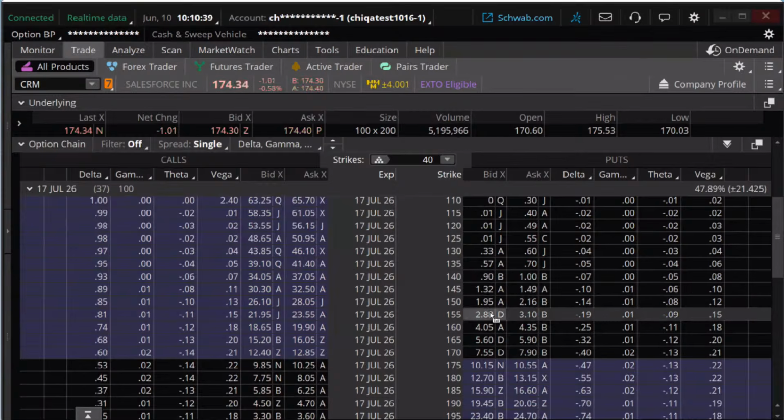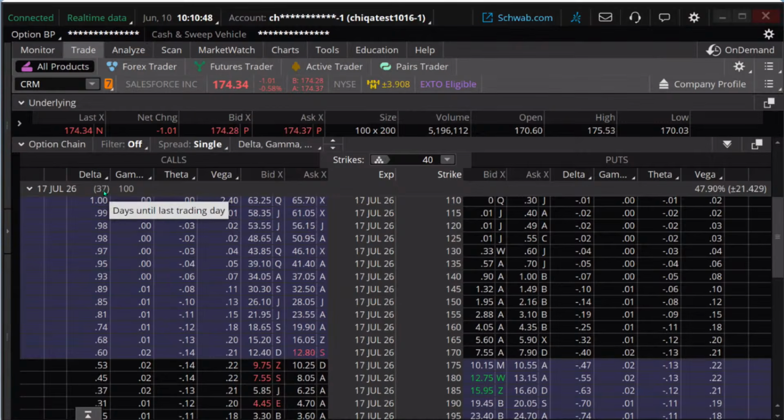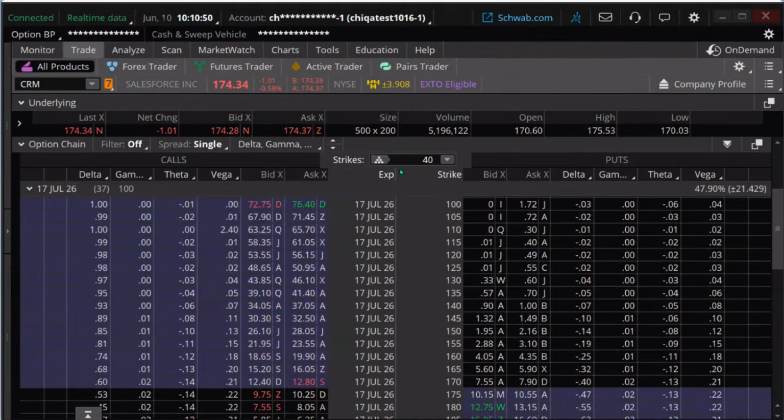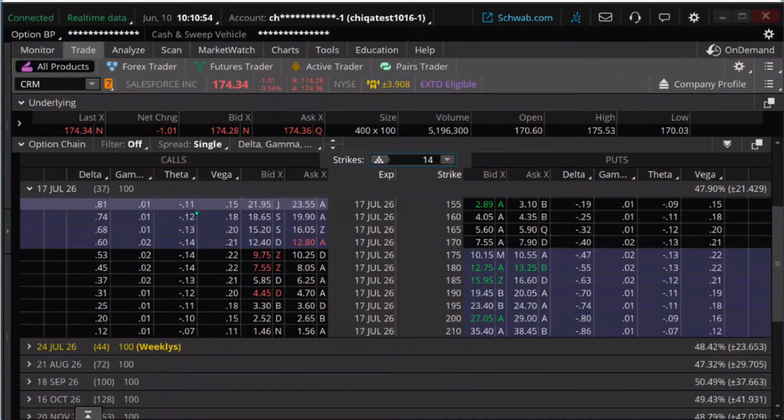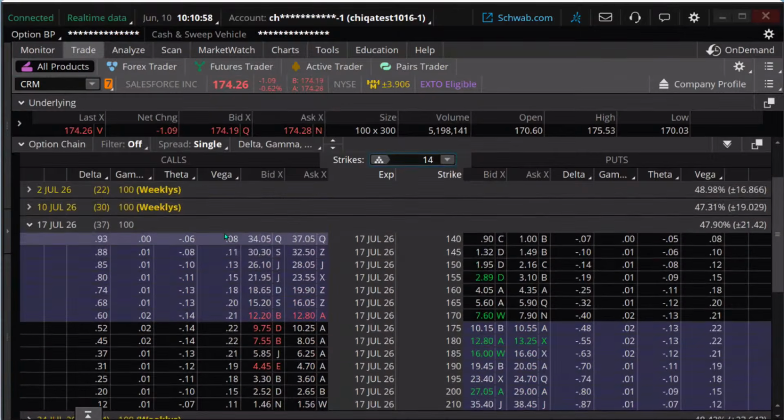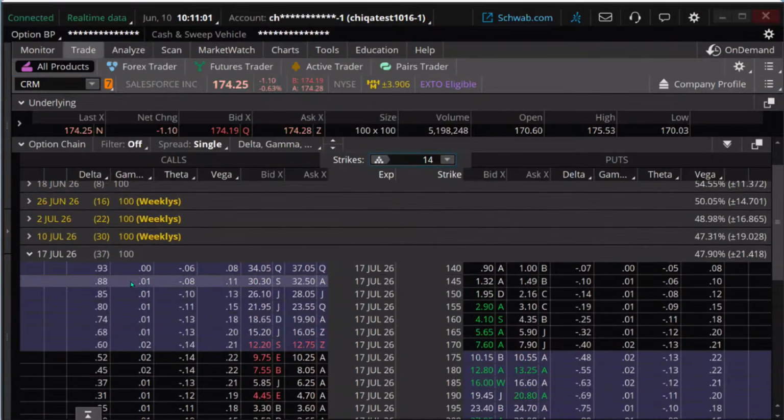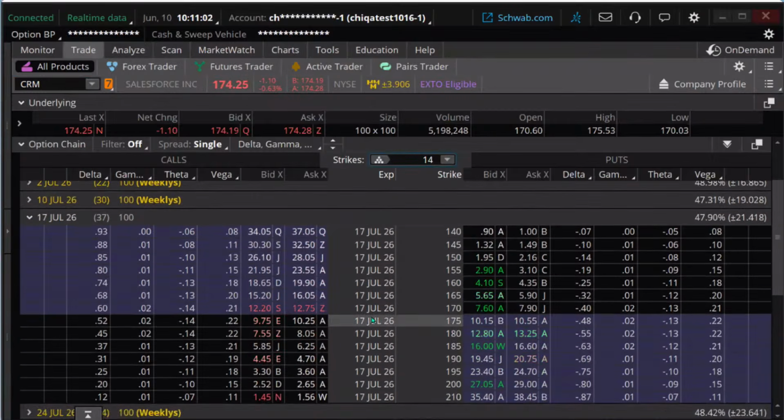I'm going to look to sell the 165 put. I'm just going to go out 37 days, about a month. I'm going to the monthly contracts here. Probably don't need 40 strikes. Let me do this just to cut down the clutter. I can go out to the weekly contracts. These tend to be a little bit more liquid. I'm going to sell this 165.